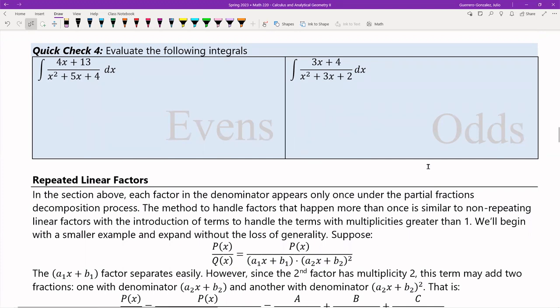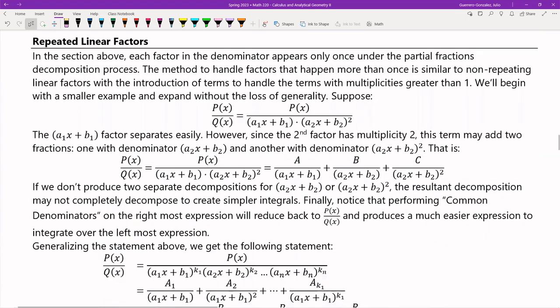Cool. All right. So now what I want to do is move on to repeated linear factors. In the example that I showed you above, the partial fraction decomposition was just a single term. So it was just x plus 2, x minus 2, or x plus 3, x minus 1. That was it. It never really took into account when you have a multiplicity of 2. So if you had something like x plus 3 and x minus 2 quantity squared, it never handled any of that. So that's what we're going to do right now.